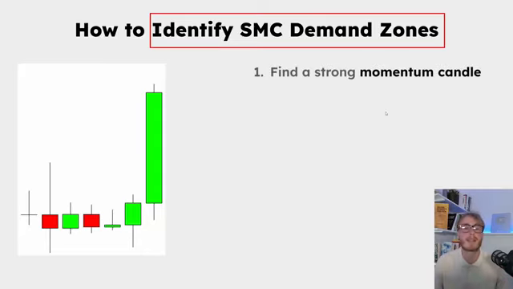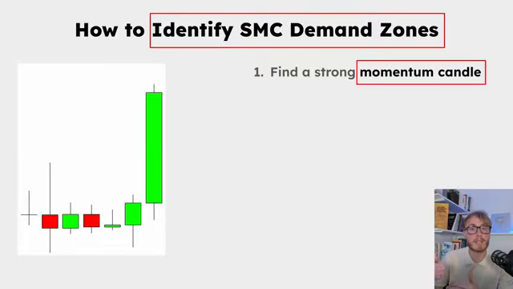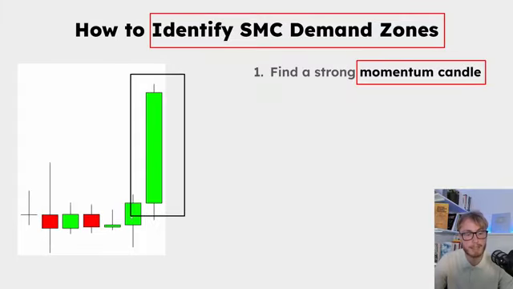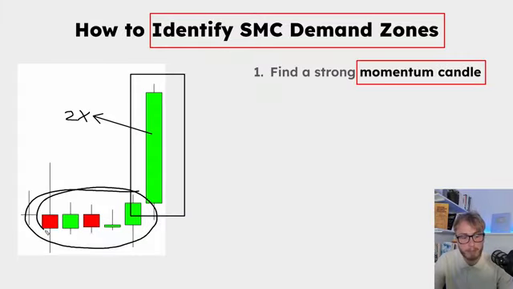Step number one is that we need to find a strong momentum candle. And what is a momentum candle? Well, in simple terms, a momentum candle is a candlestick with a strong and sharp price movement. As an example, this candle right here is a momentum candle. To make this simple, when I'm looking out for momentum candles, I want this candle to be at least twice the size compared to the real bodies of the previous candles.